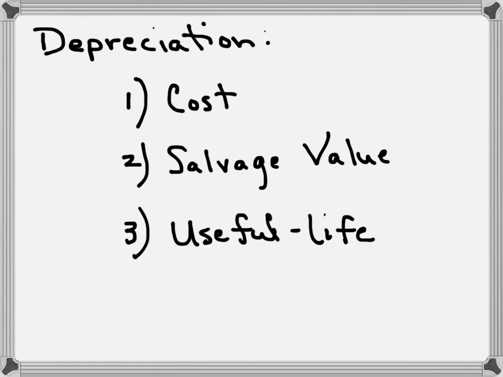So now that we have these three concepts down, let's talk about the most common methods we can use to allocate cost over an asset's life. And again, we call that depreciation. Allocation of cost over useful life is depreciation. The first method is the straight-line method of depreciation. In straight-line depreciation, we assume the asset consistently generates revenues throughout its entire life.